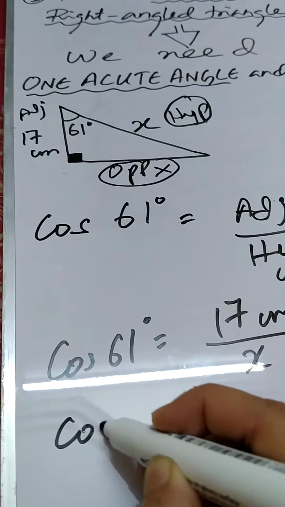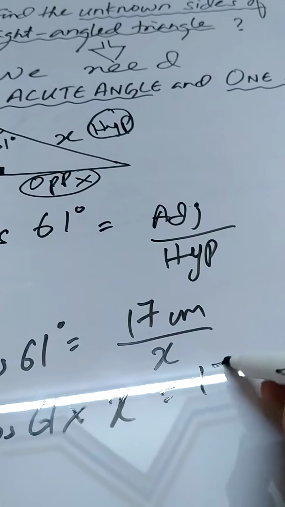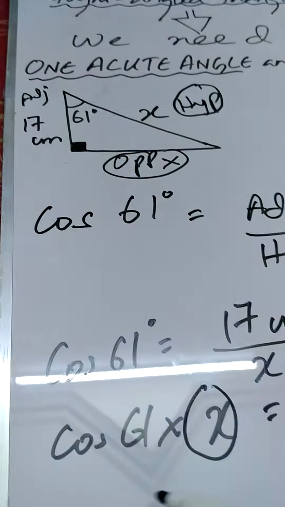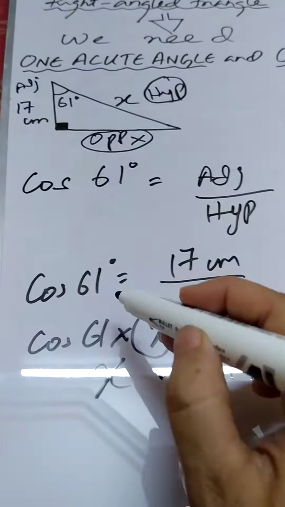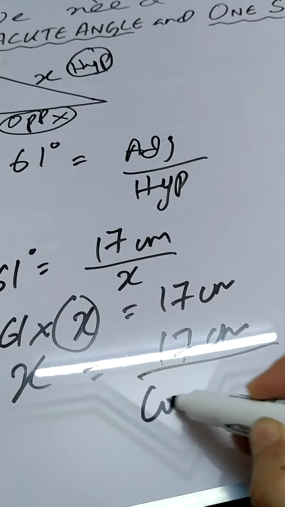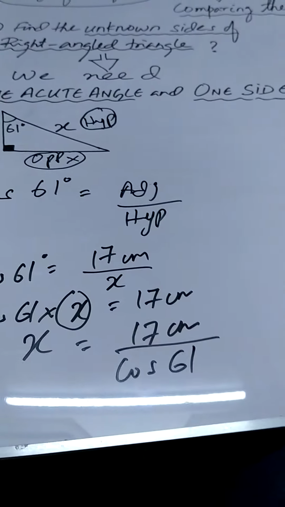So look here, cos 61 degree multiplied by x equals 17 centimeter. Now we have to find this x. So x remains here, and 17 centimeter is multiplied, so when it goes to the other side it becomes cross divide, so it becomes 17 divided by cos 61 degree. Now after this we will use a calculator.